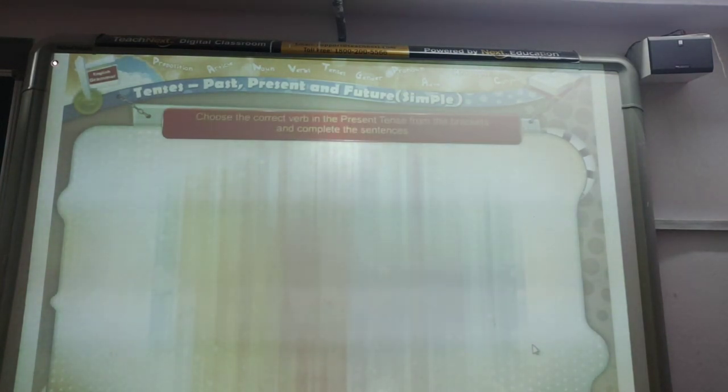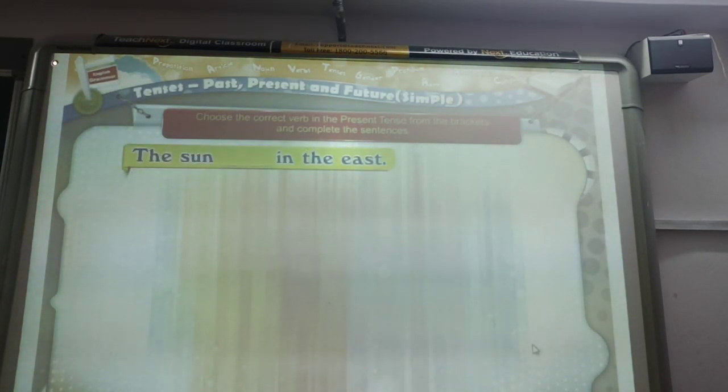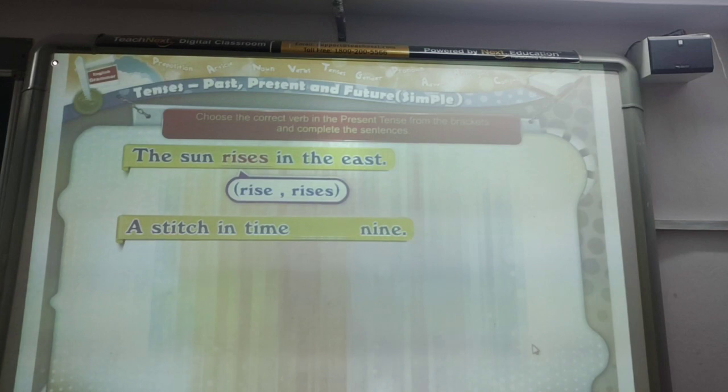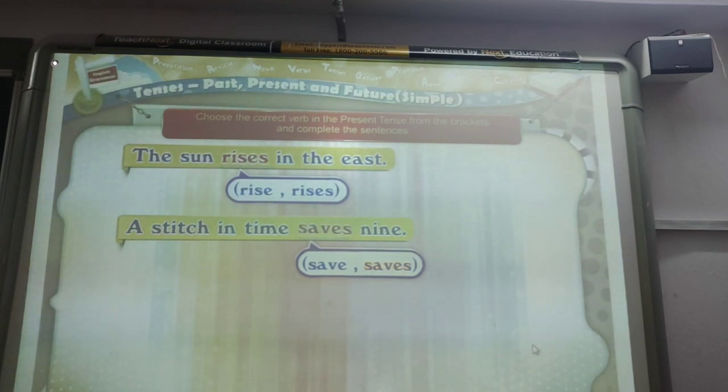Choose the correct verb in the present tense from the brackets and complete the sentences. The sun dash in the east. Rise, rises. The sun rises in the east. A stitch in time dash 9. Save, saves. A stitch in time saves 9.